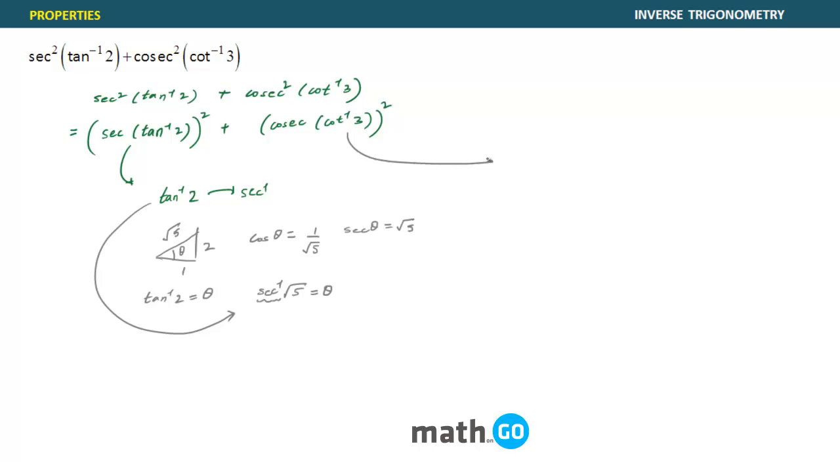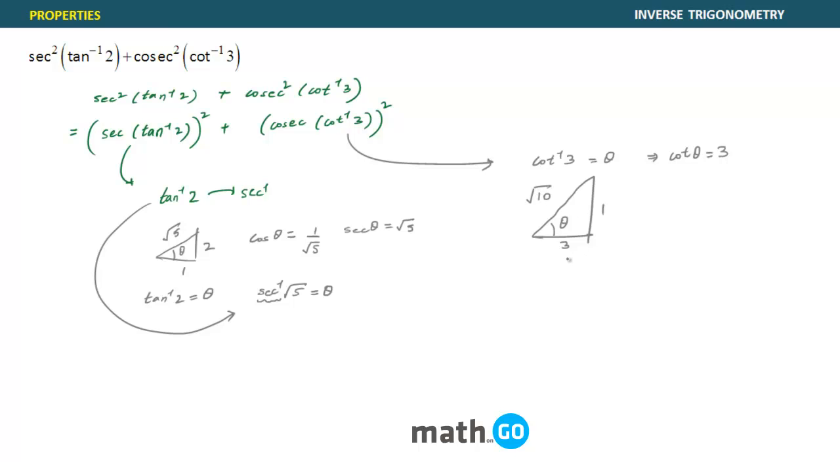Similarly, I'll convert this cot inverse 3 again by using the triangle, 90 degrees here, and theta. So cot inverse, I'll assume this is theta. So this implies cot theta is equal to 3. Cot theta is nothing but base upon perpendicular, the opposite of tan, right? So this is 3 now and this is 1. So the hypotenuse becomes root 10.